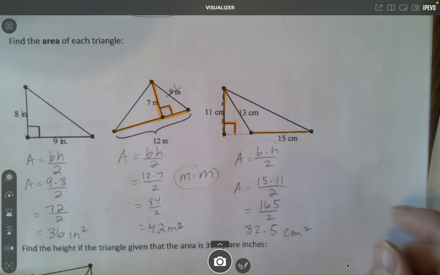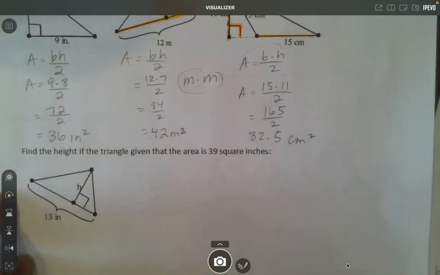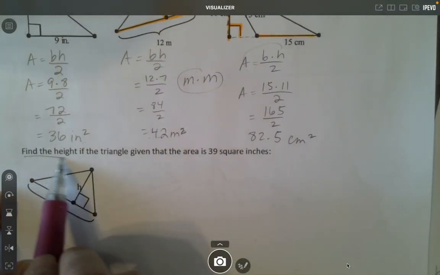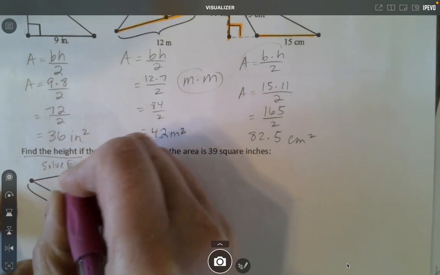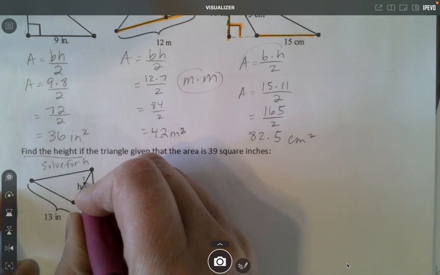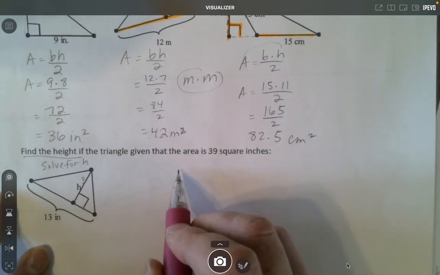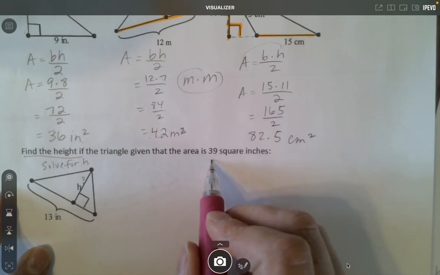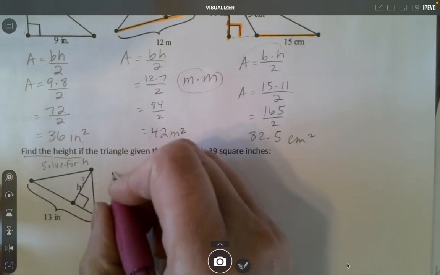So the last problem is a little bit different. This time they're saying find the height. So that means we're going to be solving for h. And in my diagram, I can see an h right here, so I'm going to put a little question mark by it. That's what I'm looking for. Of the triangle given, the area is 39 square inches. So this time I have area equals 39.